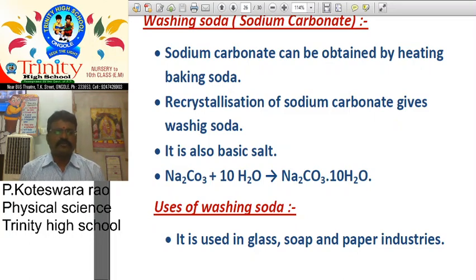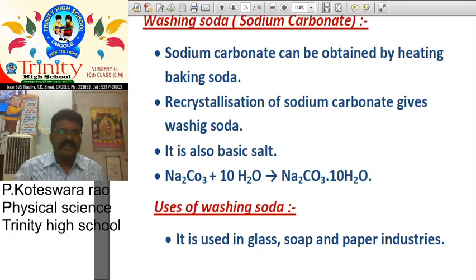Very good. What about one more? Recrystallization of sodium carbonate gives washing soda. Recrystallization means a crystal is formed one more time, in one more shape. This is the second preparation. What is the first preparation? Sodium carbonate can be obtained by heating baking soda. The second one is recrystallization of sodium carbonate, which gives washing soda.